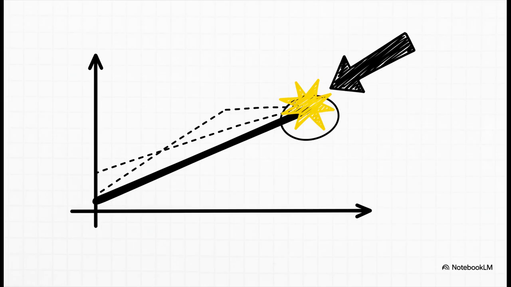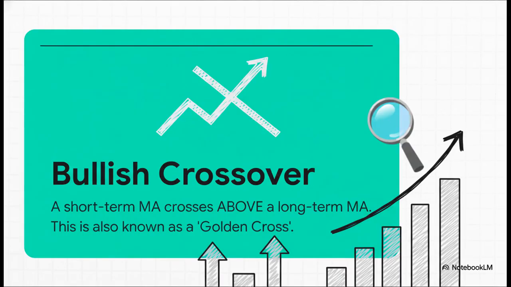But things get really interesting when you put two moving averages on the same chart, like a fast one and a slow one. Because when those two lines cross each other, for a technical analyst, that's a huge deal. We call that a crossover. The most famous of these, by far, is the bullish one.